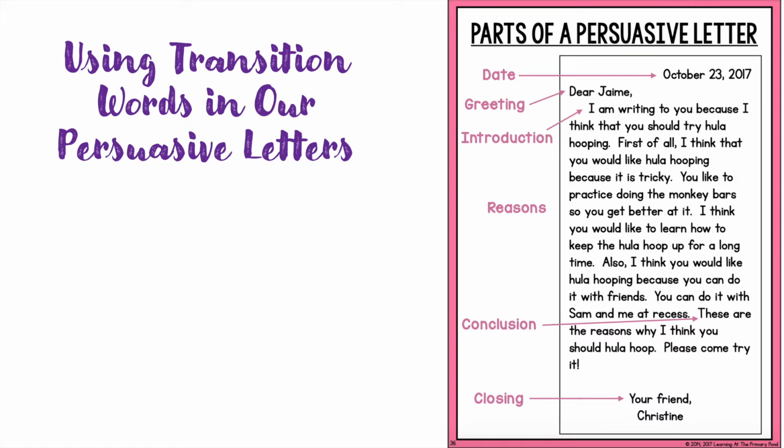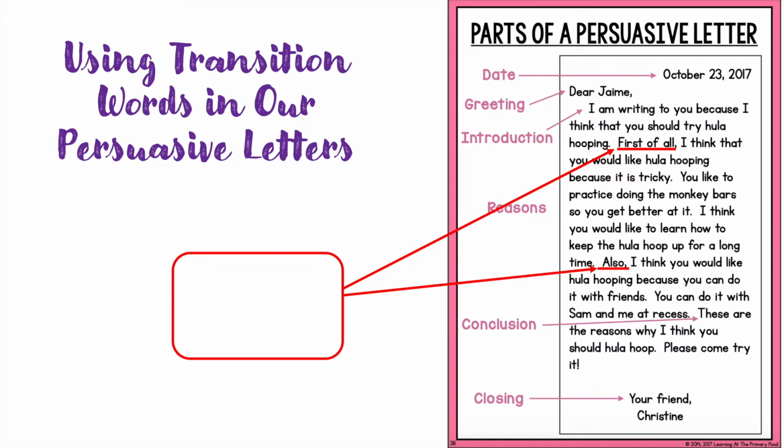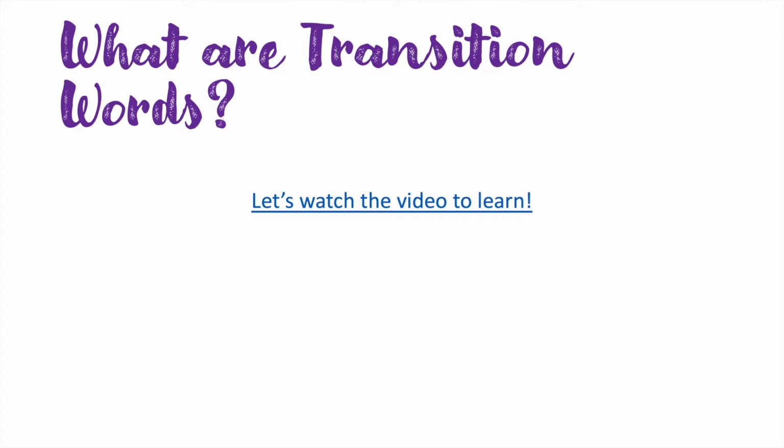Today we will learn that transition words help the reader read the letters smoothly and identify all of our reasons. First of all is a transition word that we can use. Also is another transition word that we can use. These two, first of all and also, are examples of transition words. Let's go ahead and watch this video to learn a bit more about transition words.